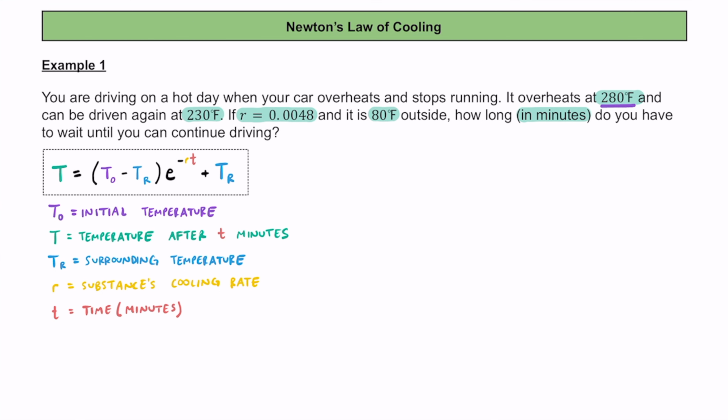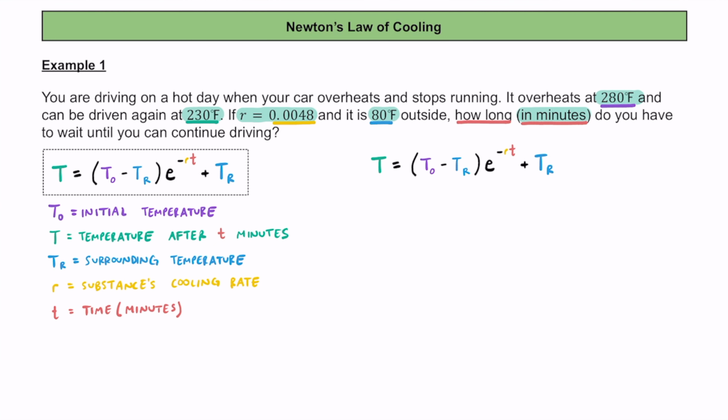Now, looking at our specific situation here, we know that the initial temperature is 280 degrees at the beginning. We know we want to cool this down to 230 degrees before we can drive it again. This R value is going to be 0.0048. That's going to be that cooling rate. And then what is the surrounding temperature? Well, the surrounding temperature is 80 degrees outside. The question does ask us how long, so we are looking for t, or lowercase t, which is measured in minutes. So let's go ahead and solve this problem now.